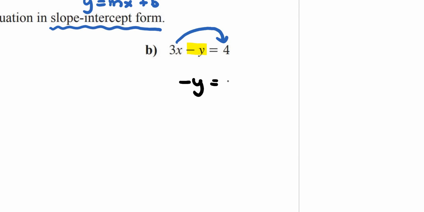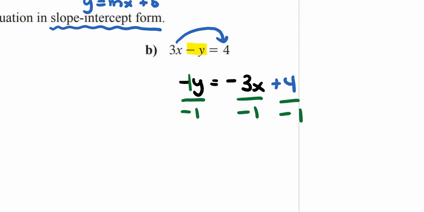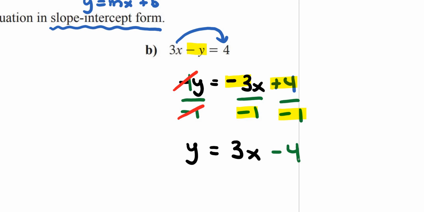So again, negative y equals to negative 3x, right? And then plus the 4. And then we can divide both sides by negative 1 because that's really a negative 1 there. And then divide that by negative 1 and divide that by negative 1. If I do that, those cancel off, giving you a single y. And then negative 3 divided by negative 1 is going to be positive 3. So positive 3x, and then positive 4 divided by negative 1 is going to be negative 4. So y equals to 3x minus 4.